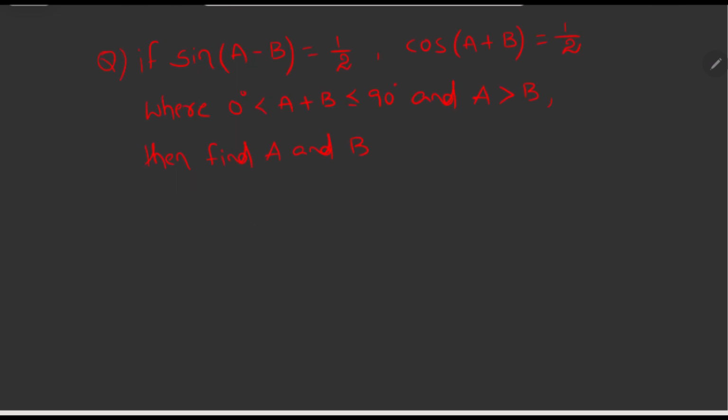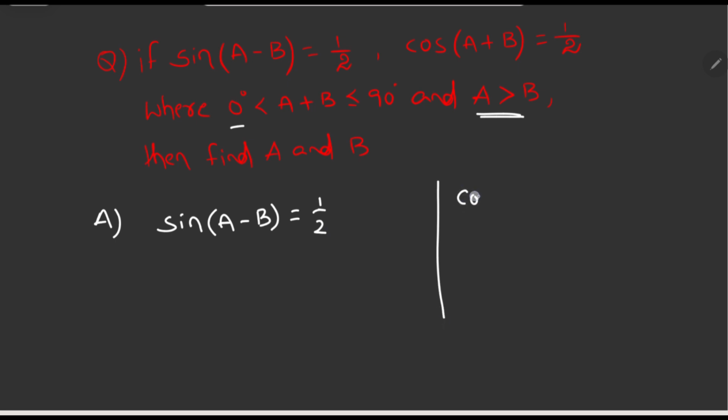So we have one more problem. Sin(A minus B) is equal to 1 by 2, and cos(A plus B) is equal to 1 by 2, where A plus B is greater than 0 and less than or equal to 90, and A is greater than B. So I am writing sin(A minus B) is equal to 1 by 2, and we have cos(A plus B) is equal to 1 by 2.